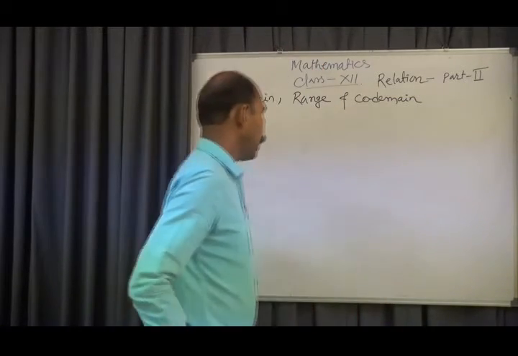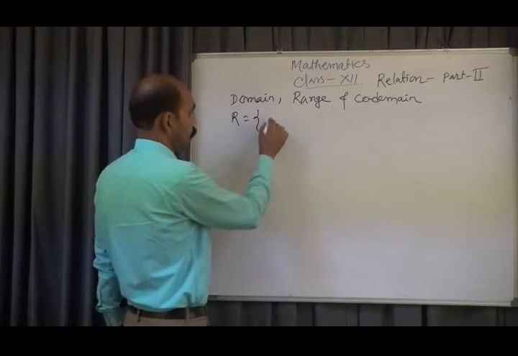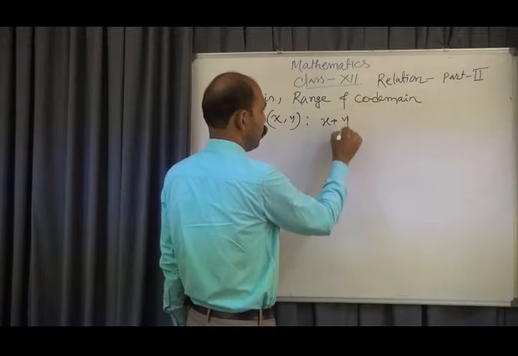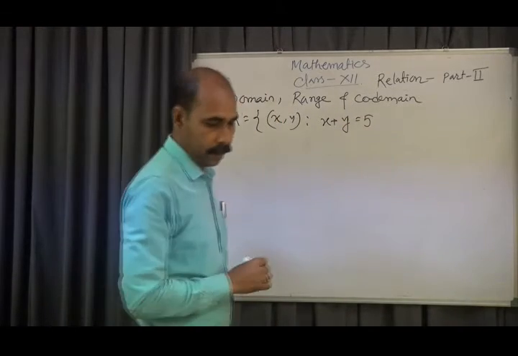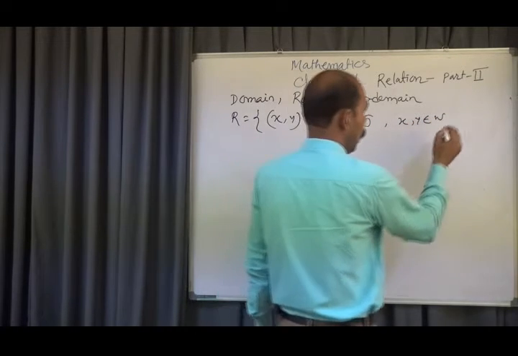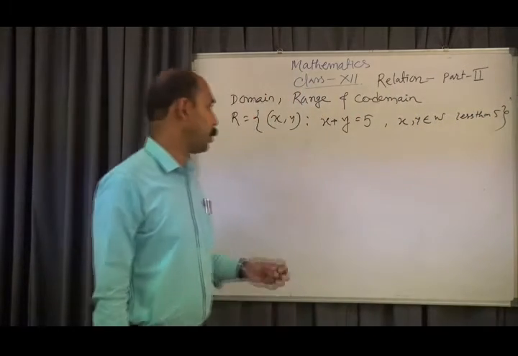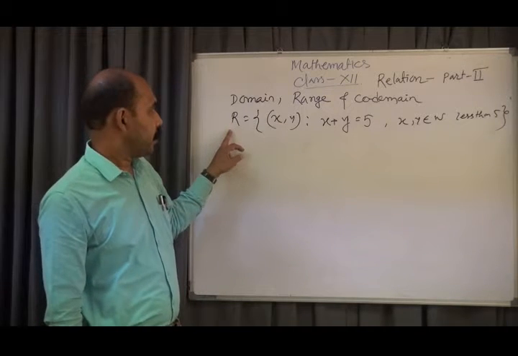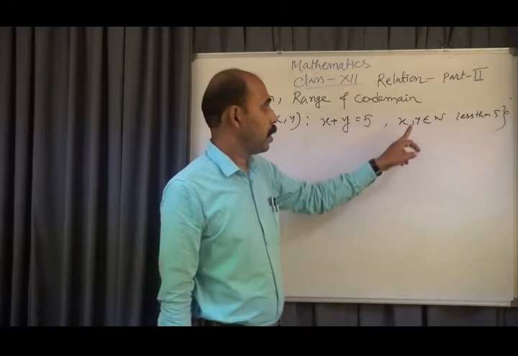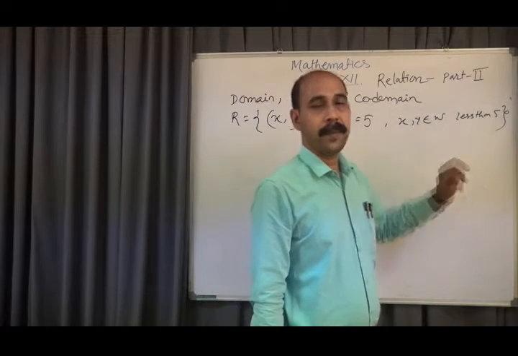Now if I take one example, say R equals to the relation (x, y) such that x plus y equals 5, where x comma y belongs to whole numbers less than 5. This is set builder form. R equals (x, y) such that x plus y equals 5, x comma y belongs to W, where W means whole numbers less than 5.